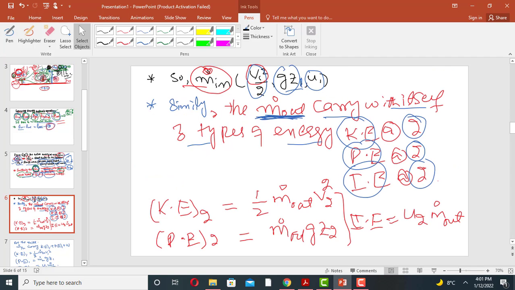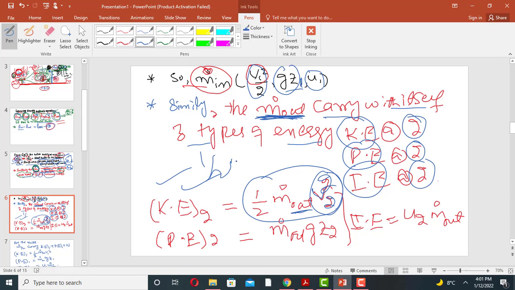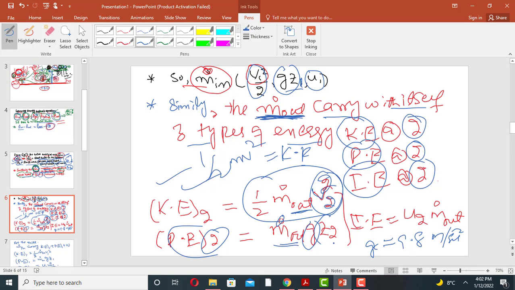So the kinetic energy at point number 2 is this one: the mass flow rate of the outlet liquid at point 2 times the velocity v2 squared. Half m v squared, as we know, is kinetic energy. Similarly, potential energy is the mass flow rate at point 2 times g, the acceleration due to gravity, whose value is 9.8 meters per second squared, or 10 meters per second squared, times z2, the height at point number 2. And this is the internal energy at point 2, times the outlet mass flow rate.